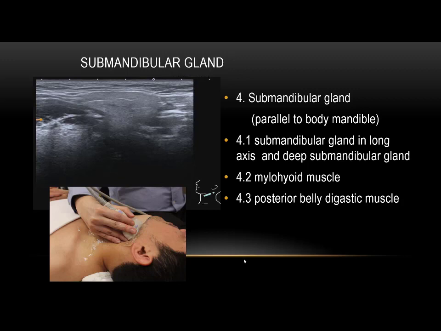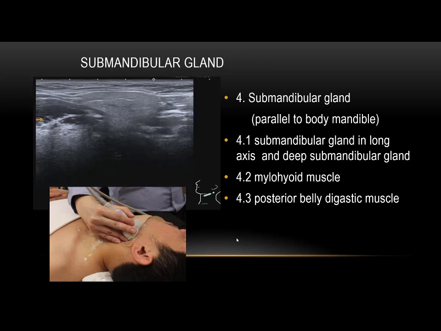Normally, the submandibular gland is located beneath the body of the mandible. So the landmark for placing the probe is parallel to the body of the mandible. When we first scan, we put the probe beneath and then tilt it up and down to scan the submandibular gland. In this view, you're going to get the long axis of the submandibular gland. Let's see how a good image is obtained.